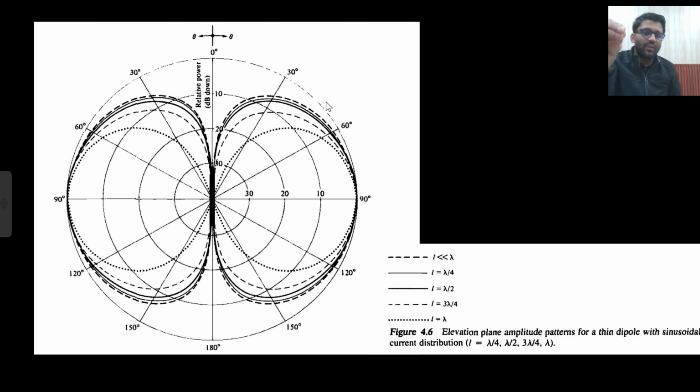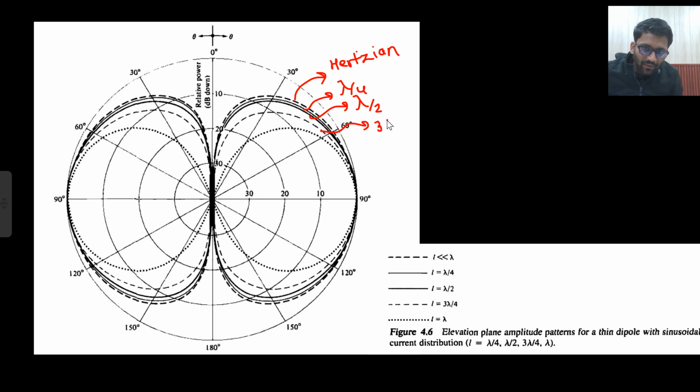This diagram is showing the radiation pattern for different lengths of antenna. This particular radiation pattern you can see is for the Hertzian dipole. Again I am writing Hertzian, so you understand this is Hertzian only. This is my habit. The next one is for lambda by 4. The next one is for lambda by 2. The next one is for 3 lambda by 4. And the next one is for lambda.